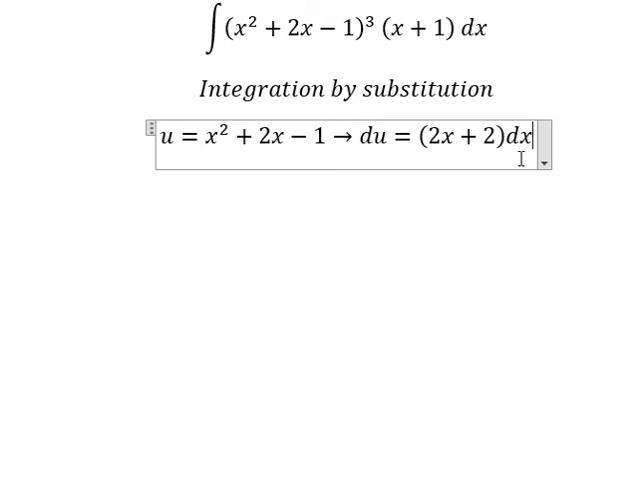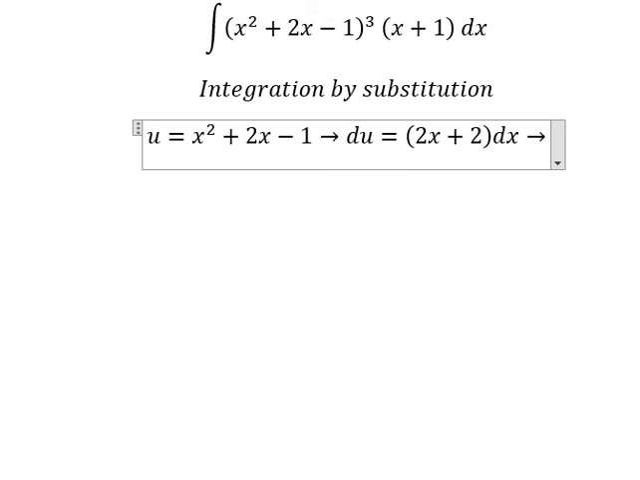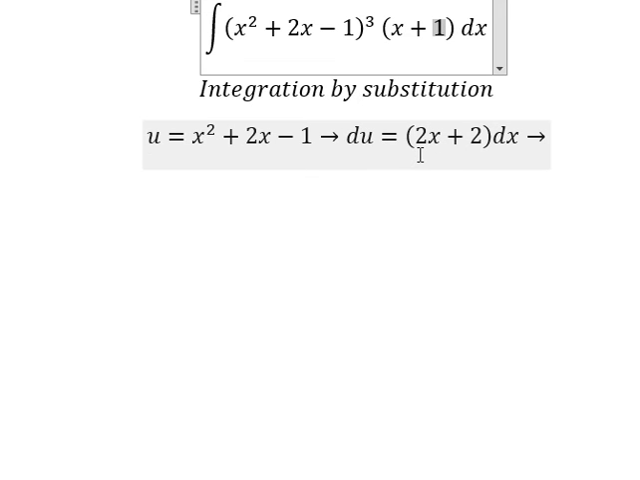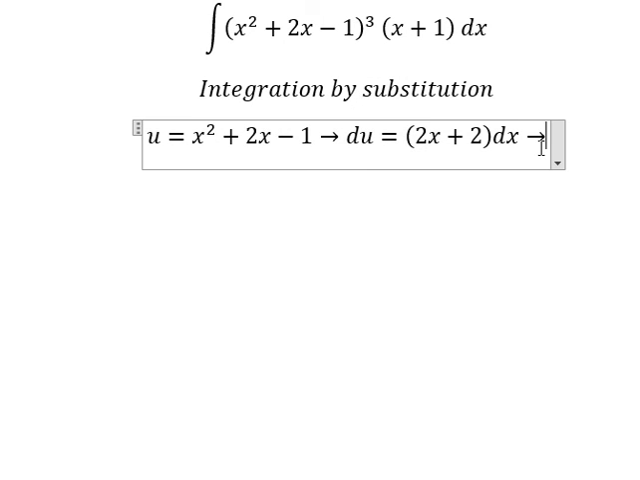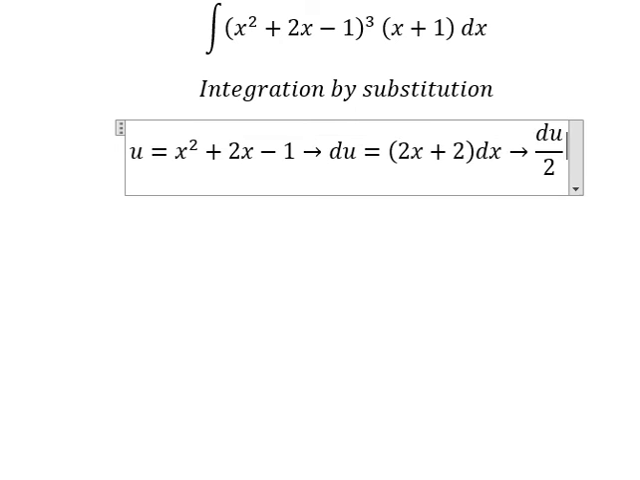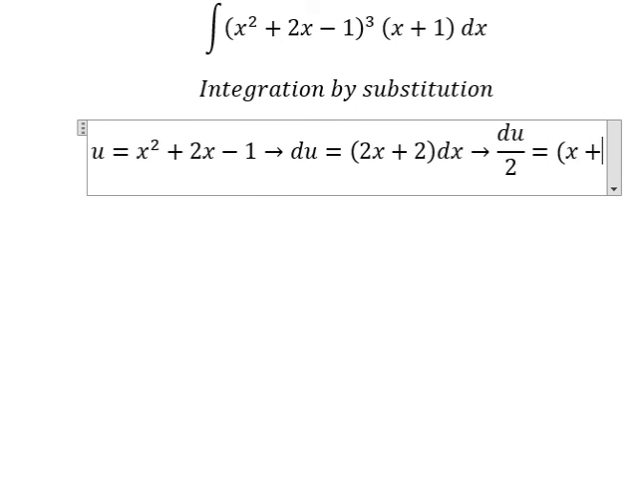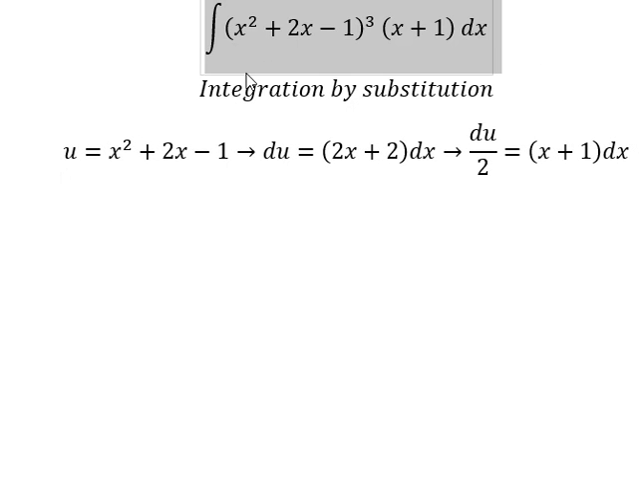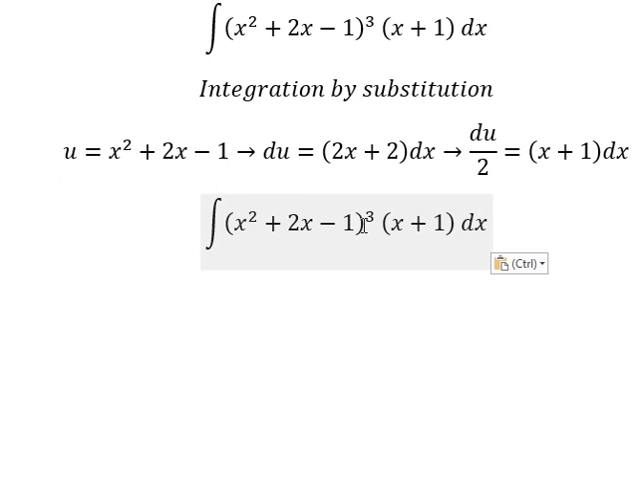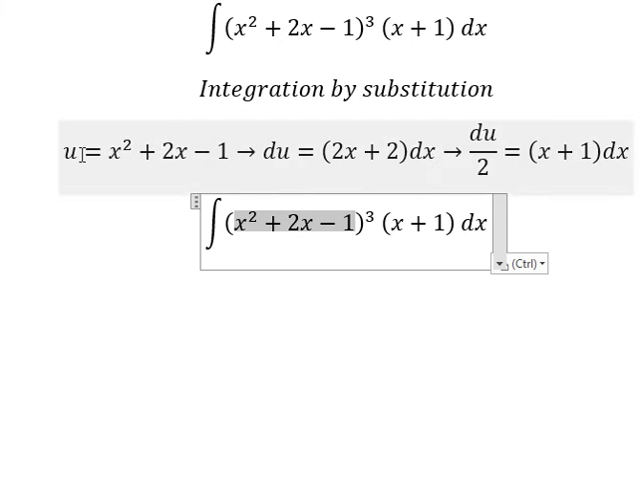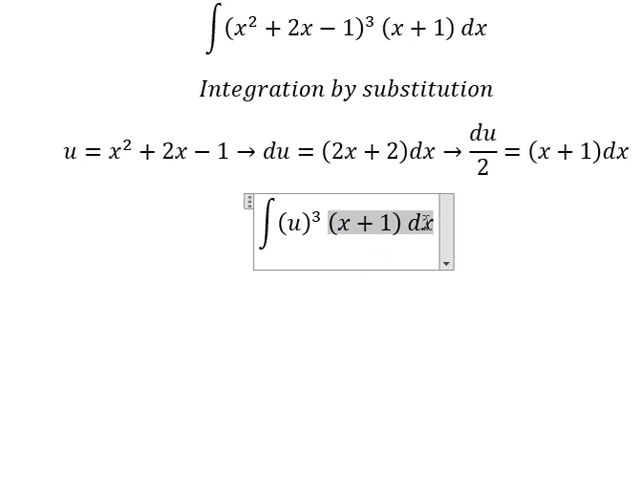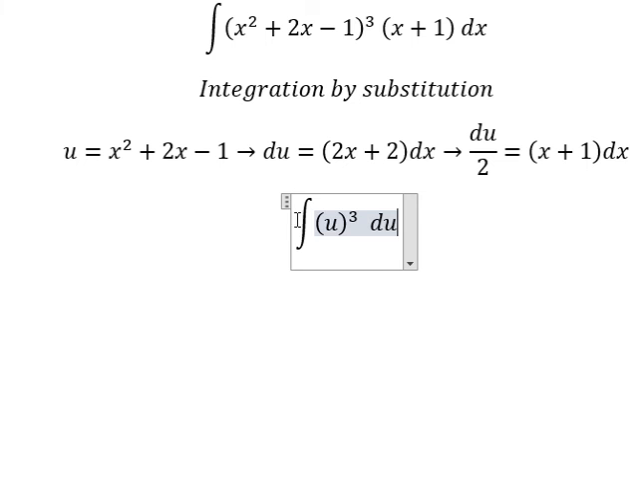And we have dx. Next, because we have number 2 in here, we can divide both sides by number 2. So we have du over 2 equals x plus 1 dx. So I will change this one into u. This one we change by this one. Now we have the formula in here.